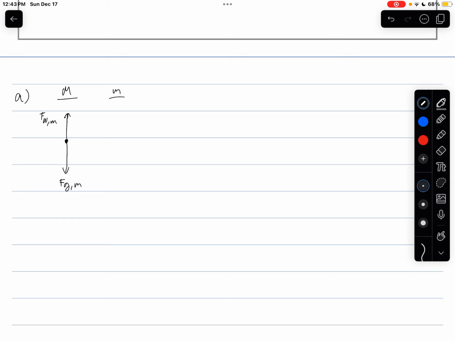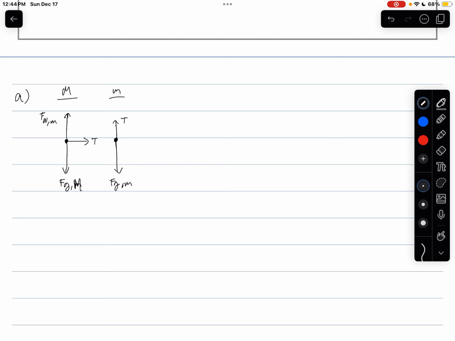And then for small m, it's going to be right here. And then like F, and then there's also T for this one, for the M, big M. And for the small m, there's FG of M. And then there's T. And T should look less than the FG because you're accelerating downward. So the vector accelerating downward should be greater than T for it to have acceleration going down.